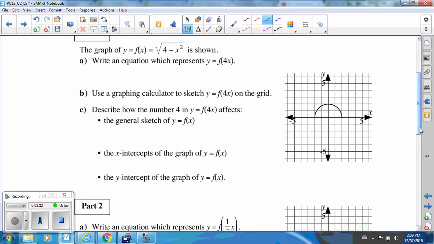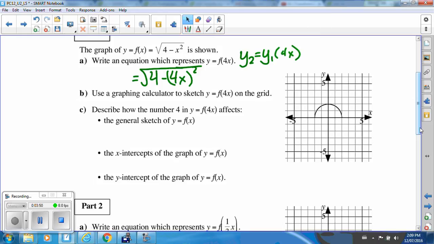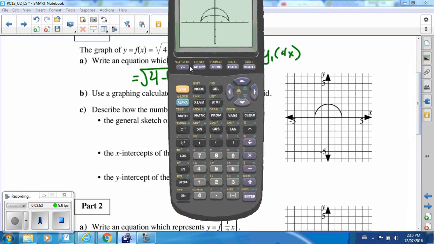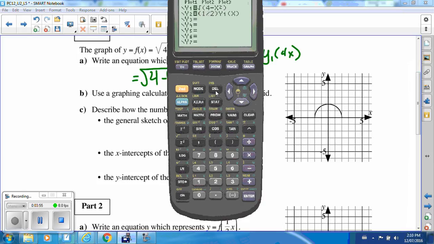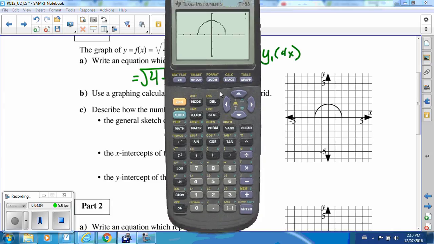In this case, I'm putting an f at 4x. Again, I would just do y2 equals y1 at 4x. To show what this would be graphically or algebraically, it should be 4 minus 4x all squared. Now, if I'm putting that into my calculator here, just to see what it's going to do, at 4x, close my bracket, graph. There's my original, and there it is. What's actually happened is it's gotten smaller by a factor of 4 horizontally.